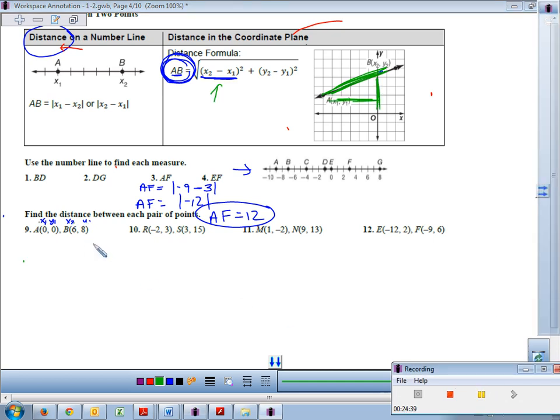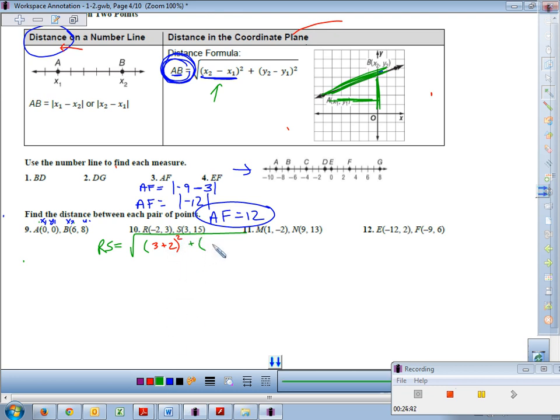The distance from R to S. So we're on number 10 now. And we start with the distance from R to S equals. And then let's do 3 minus minus 2. Oh, 3 minus minus 2. What's that really? 3 plus 2. We got to watch that. That makes a big difference, quantity squared.